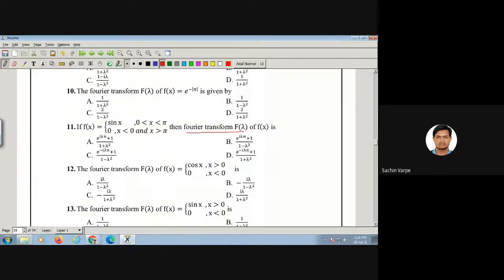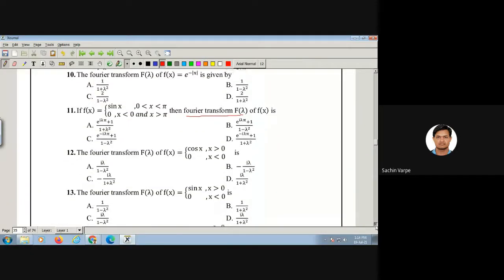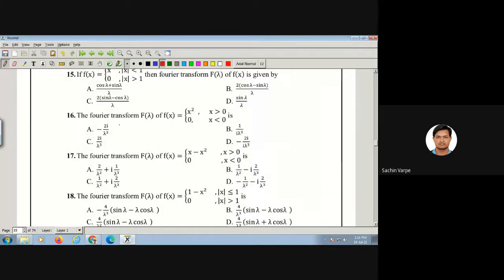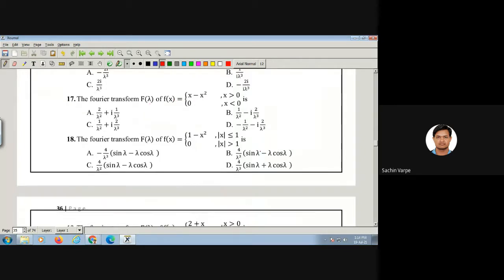The Fourier transform F of lambda. Similar thing. The Fourier transform F of lambda of this function is... So simply apply the formula, and you'll get the option.